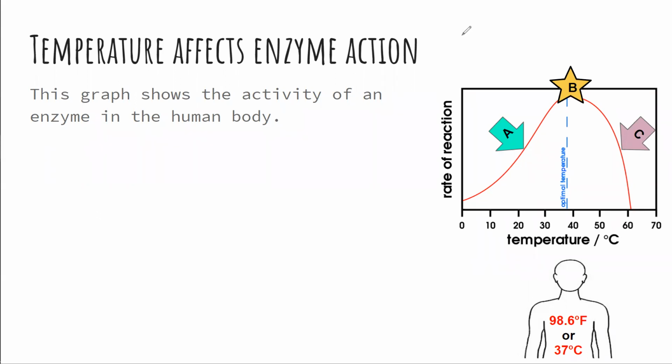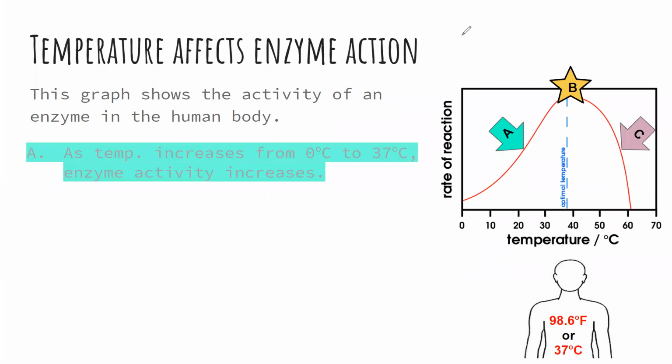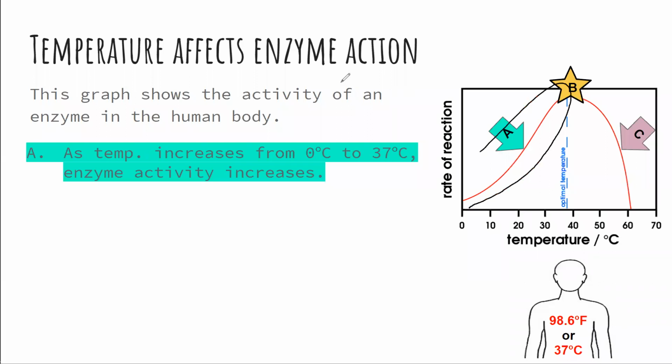So let's look at these 3 points on the graph and talk about what's happening in these 3 points in the graph. So the first point is A. As the temperature increases from 0 to 37 degrees Celsius, the enzyme activity is increasing. How do we know that? Because let's look at our graph. It has a positive slope. Right? It has a positive slope.